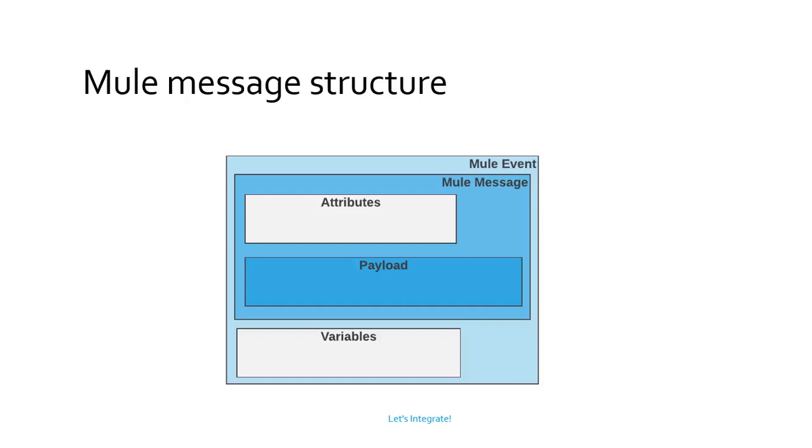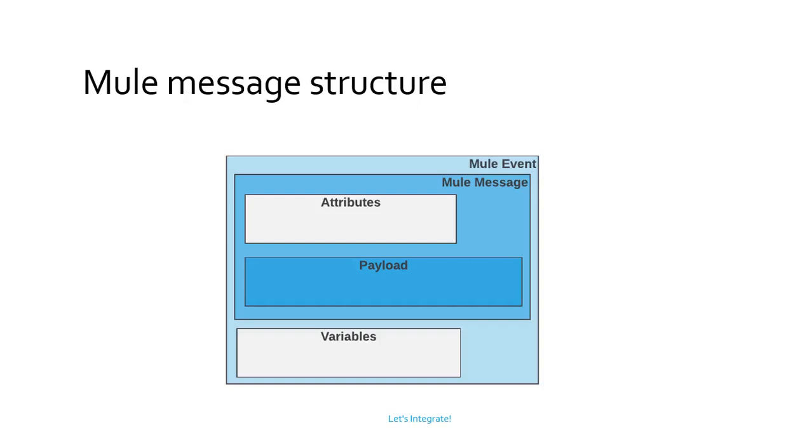Then we have variables. Variables hold arbitrary user information such as operation results and values. They can be strings, objects or numbers, which can be accessed or created with the help of DataWeave with the keyword vars. We'll look into these things in detail on a real-time basis in our projects as well.